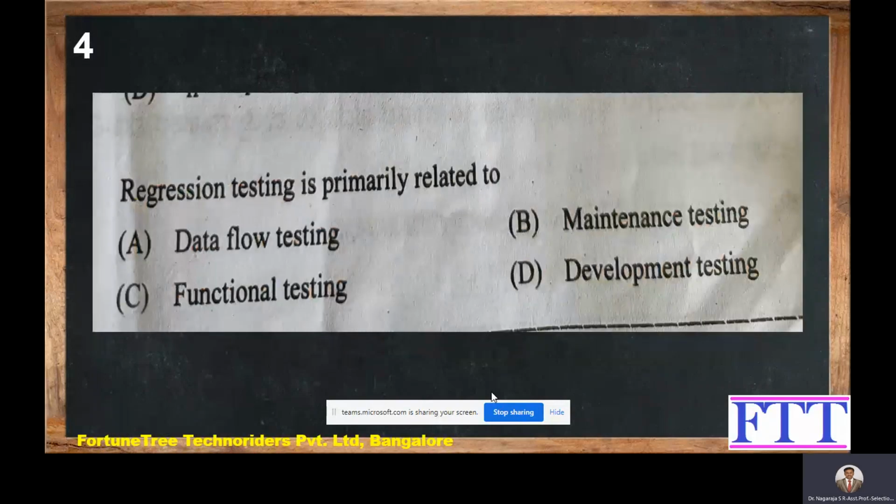Regression testing is primarily related to option A, data flow testing. Option B, maintenance testing. Option C, functional testing. Option D, development testing. So the right answer is option C, functional testing. So we'll move to the fifth one.